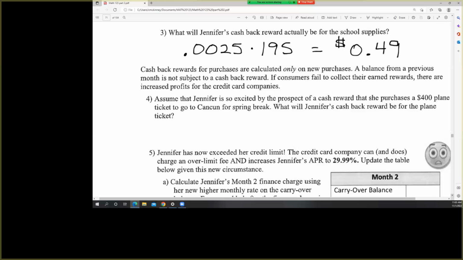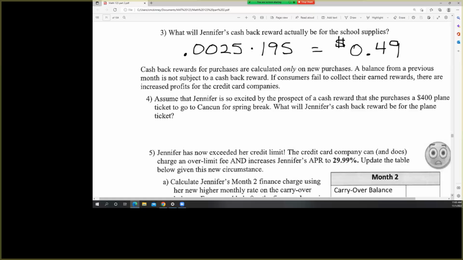So $0.49. So 49 cents. So Jennifer's getting her cash back reward of 49 cents. So the cash back rewards are calculated only on new purchases. And if it's balanced from before, you're not going to get that. And if you don't do what you have to do to collect your reward, then the credit card company just keeps that money. So she needs to exceed that 3,000.